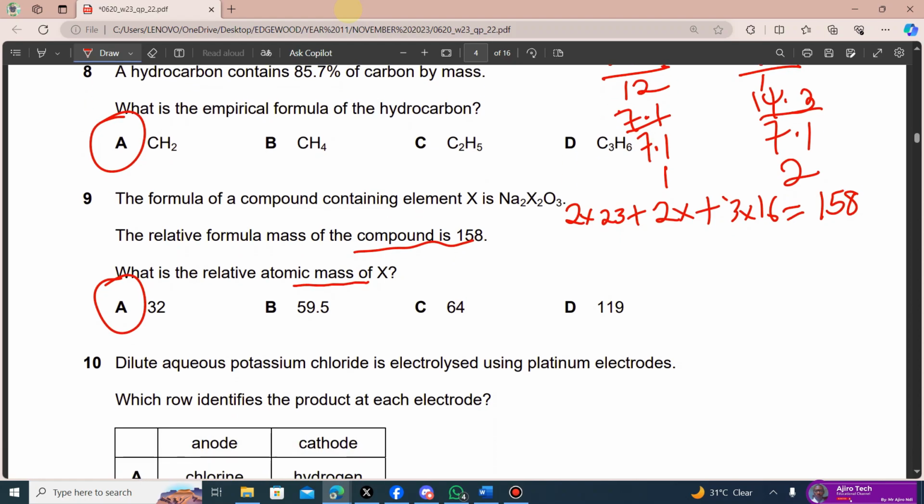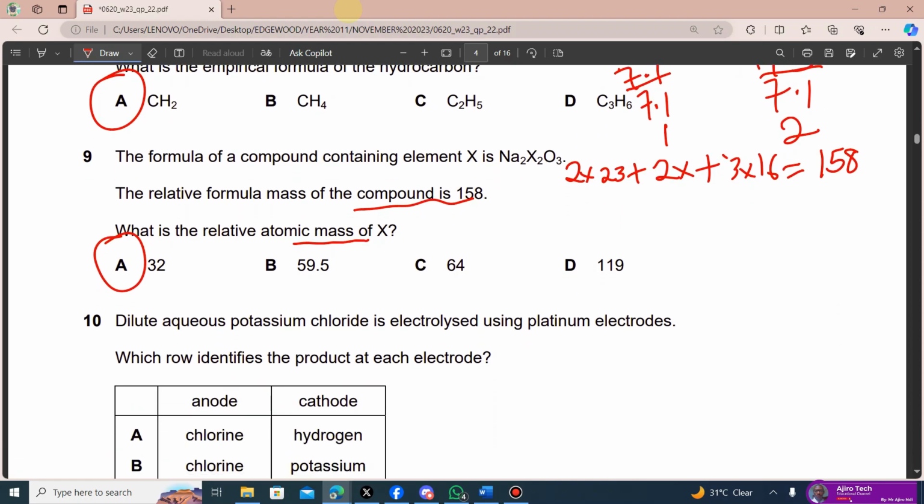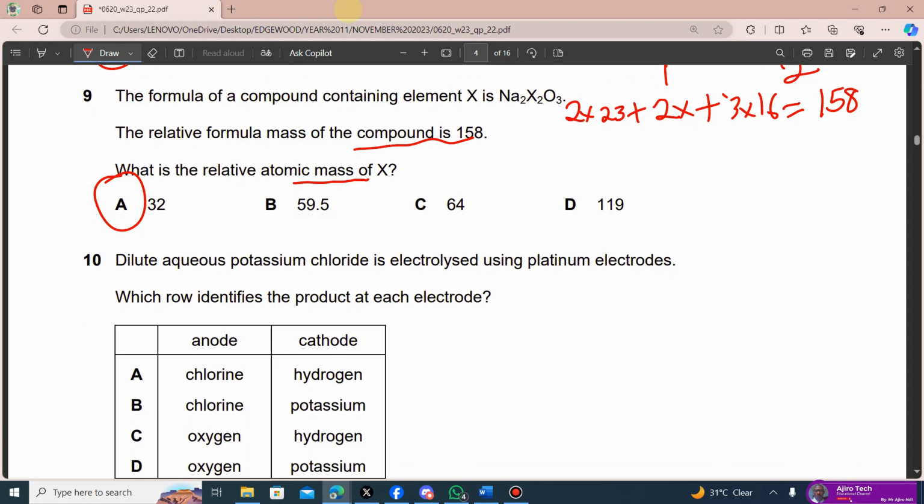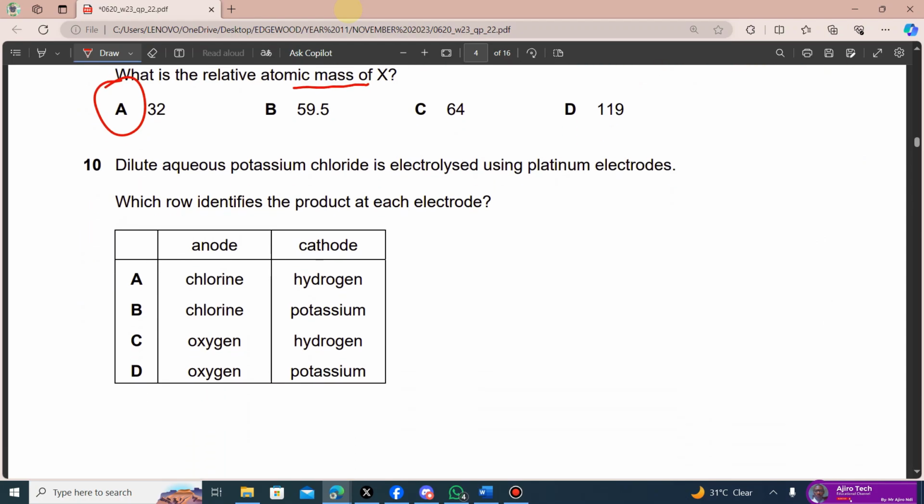Okay, you have to take 2 as the answer. So that's for question 9. Now go to question 10. Dilute aqueous potassium chloride is electrolyzed using platinum electrodes. So which row identifies the product at each electrode?